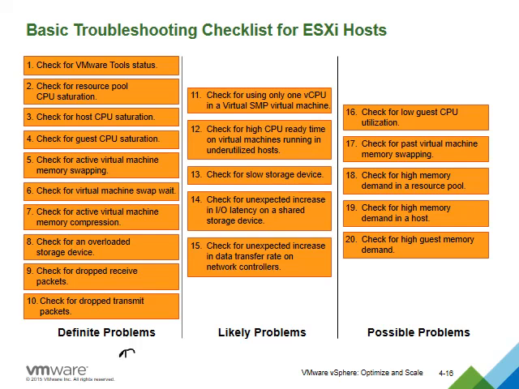You've got your definite, your more likely, and your possible problems. The definite problems are conditions that have a direct effect on the observed performance and really need to be corrected almost immediately. Your likely problems are conditions that in most cases lead to performance problems, but in some circumstances don't necessarily need to be corrected or looked at immediately.